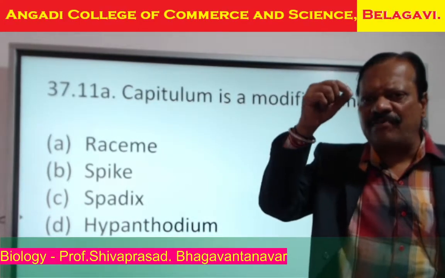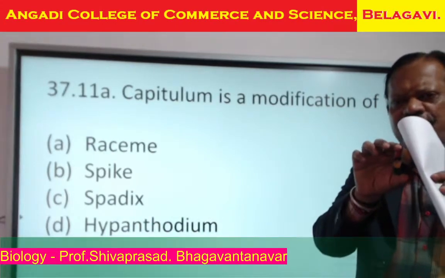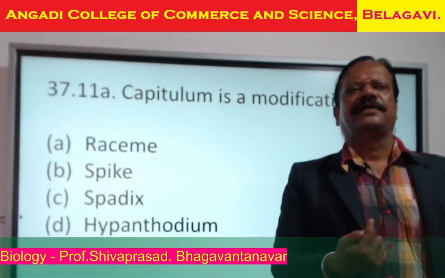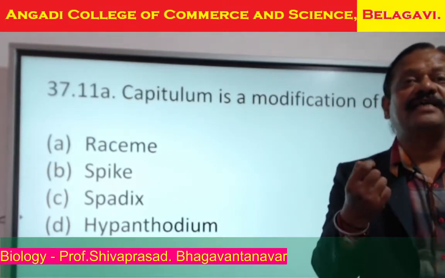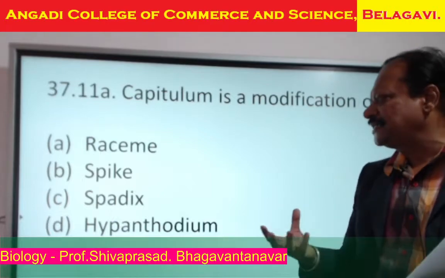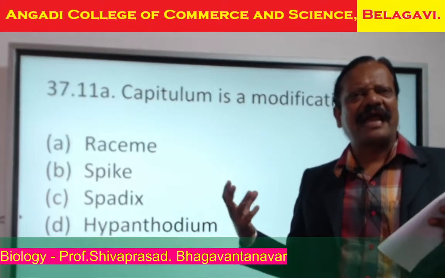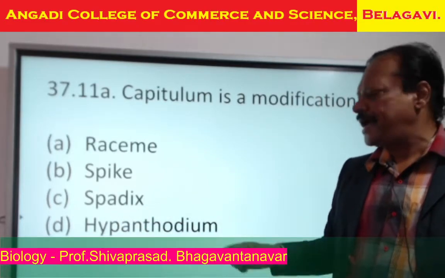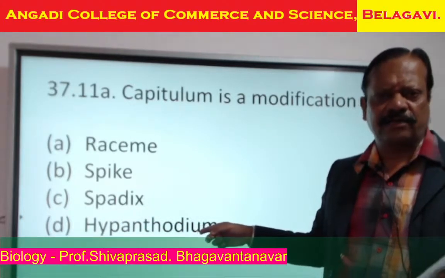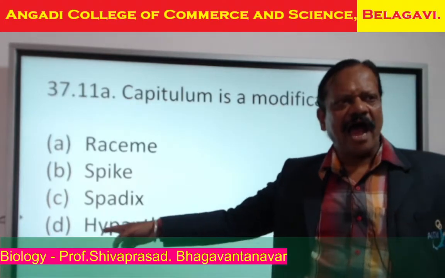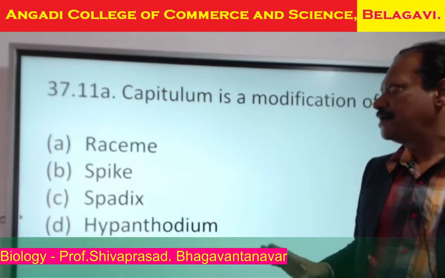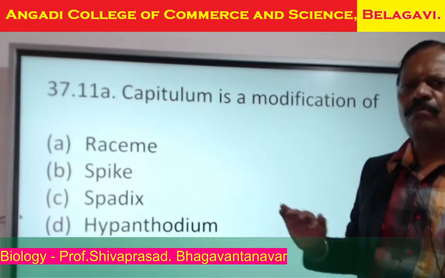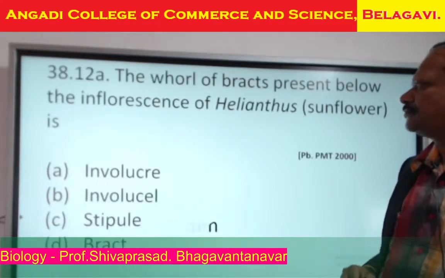At the tip it is having the opening. And when we are breaking it open, inside you can see many number of flowers, sometimes along with the insects. So, such a type of fleshy thalamus structure you are calling it as hypanthodium. Okay? Fig fruit can be taken as an example. So in this way, hypanthodium you can take here. But here the right answer is racemose or raceme. We'll move to the next slide.